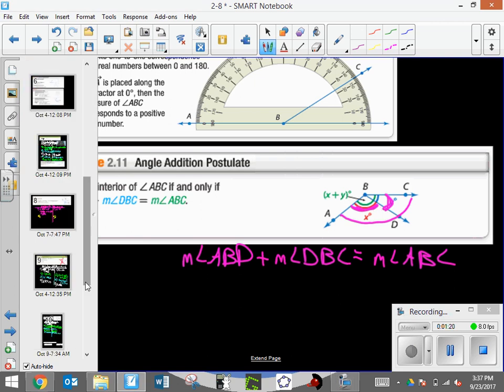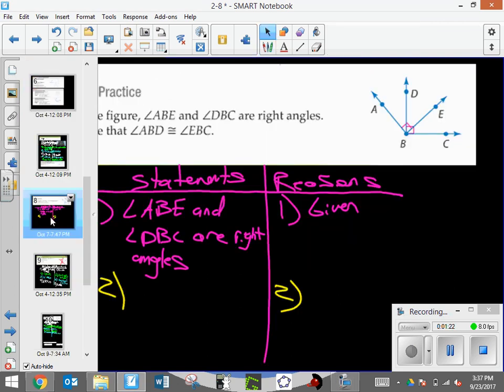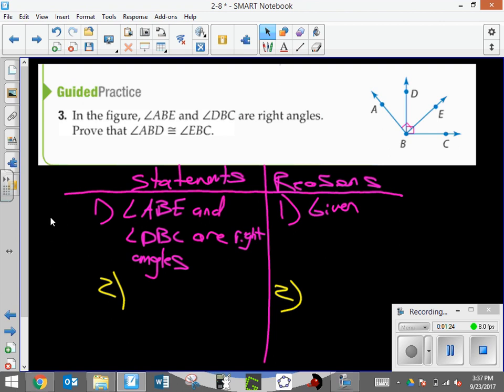So let me go to this one right here. We're going to use that to help us prove this one. I wrote down the statement, got the columns written down, and here are the givens. It tells me that angle ABE and angle DBC are right angles, and I want to prove that angle ABD is congruent to angle EBC.